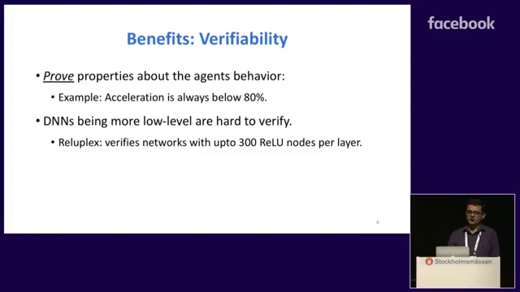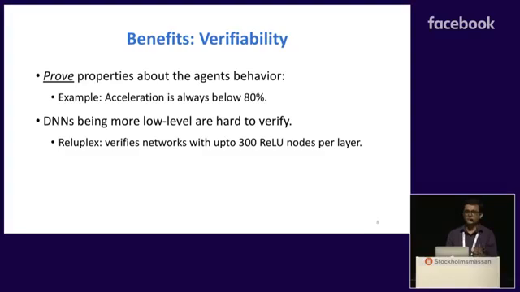The third and final benefit that we'll be discussing is verifiability. By verifiability, we mean that we want to prove certain desirable properties of an agent. For example, we might want to prove that the driving agent never accelerates above a certain threshold. DNNs, being more low level, are very hard to verify. For example, one of the latest state-of-the-art verifiers, ReluPlex, only verifies networks with ReLU activation functions and also places a bound of 300 nodes per layer during verification.